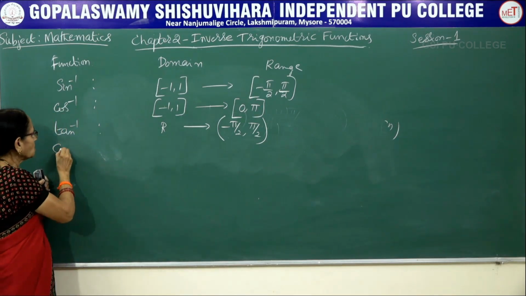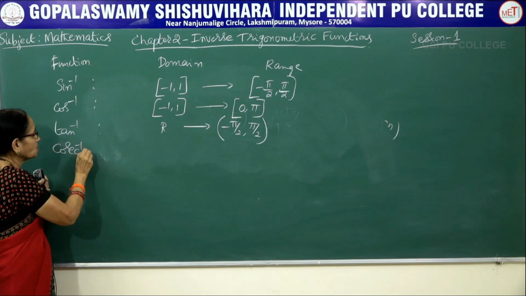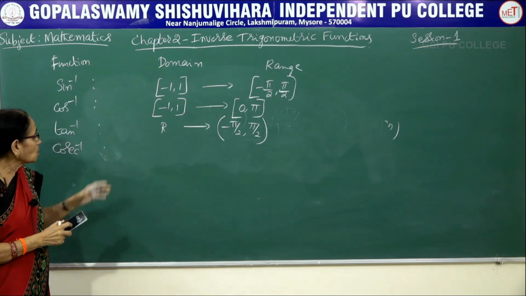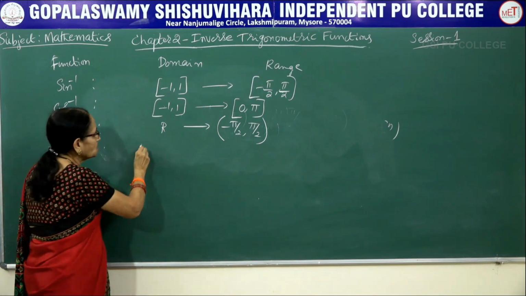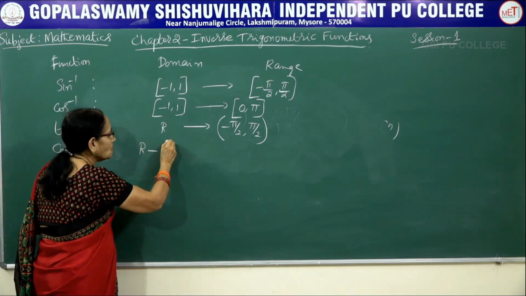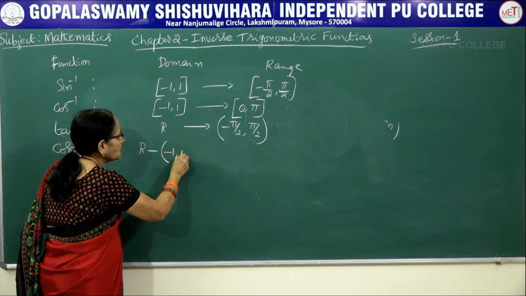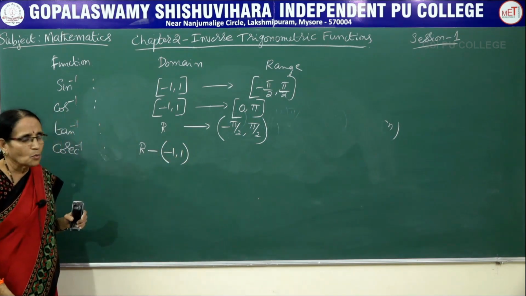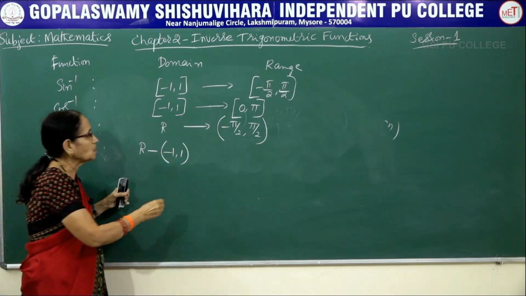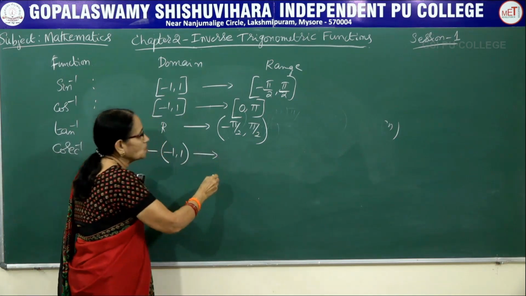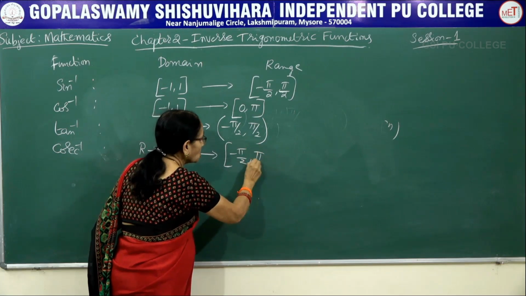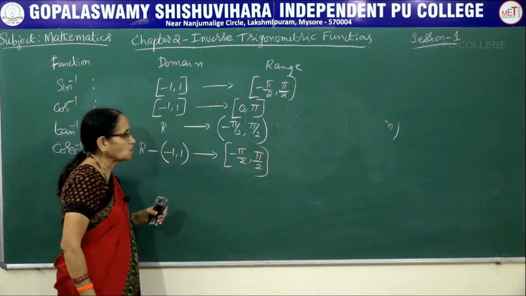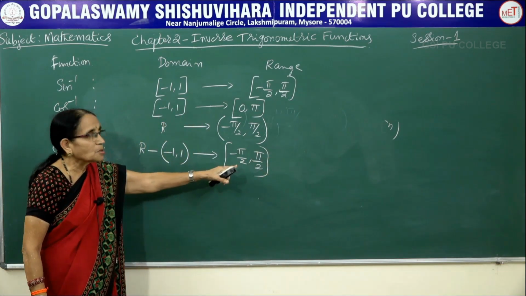Next, let us come to cosecant inverse. What can be the domain here? See, the domain is the set of real numbers minus the open interval minus 1 comma 1. This becomes the domain of this one. And what is the range of that one? It is the closed interval minus pi by 2, plus pi by 2. But 0 comes in between.